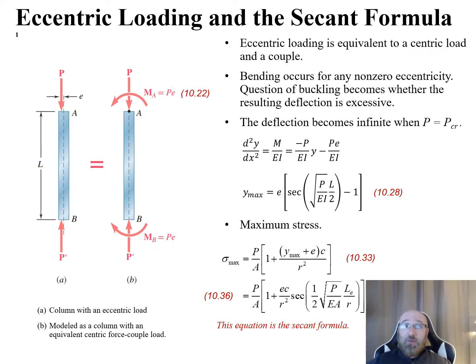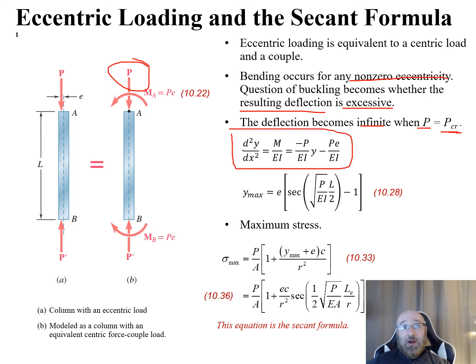So with the eccentric loading of a column, we want to ask ourselves about bending, deflection, and deformation. So bending is going to occur for any non-zero eccentricity. The question of buckling now is going to depend on whether the resulting deflection becomes excessive. Now, if we're talking about deflection, the deflection does become infinite in the case where our load P is equal to our critical load, our P sub CR. So now this brings us back to our relationship that we saw from chapter 9, where d squared y over dx squared, our second derivative of y with respect to x, is equal to our moment divided by our modulus of elasticity times our moment of inertia.